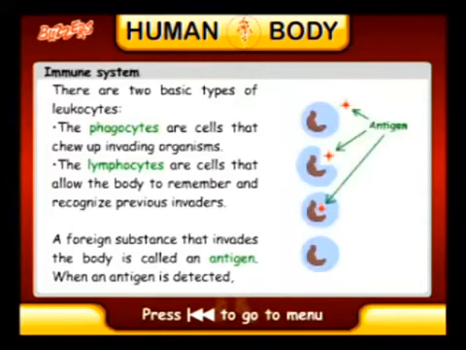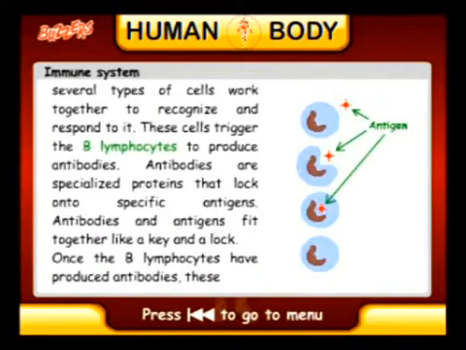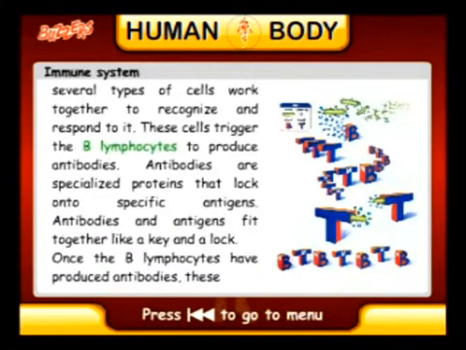A foreign substance that invades the body is called an antigen. When an antigen is detected, several types of cells work together to recognize and respond to it. These cells trigger the B lymphocytes to produce antibodies. Antibodies are specialized proteins that lock into specific antigens. Antibodies and antigens fit together like a key and a lock.